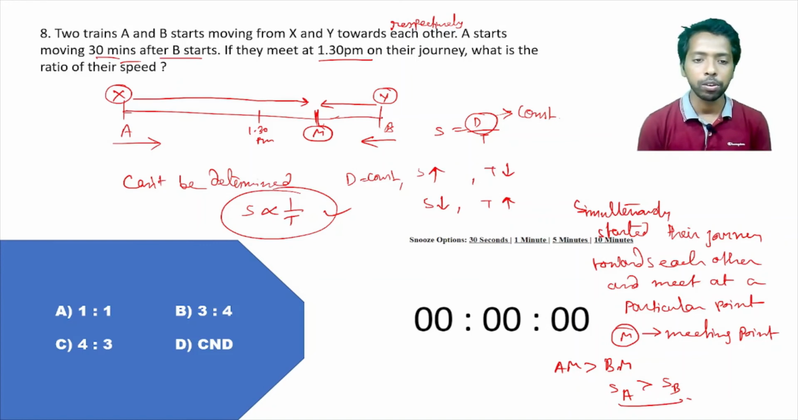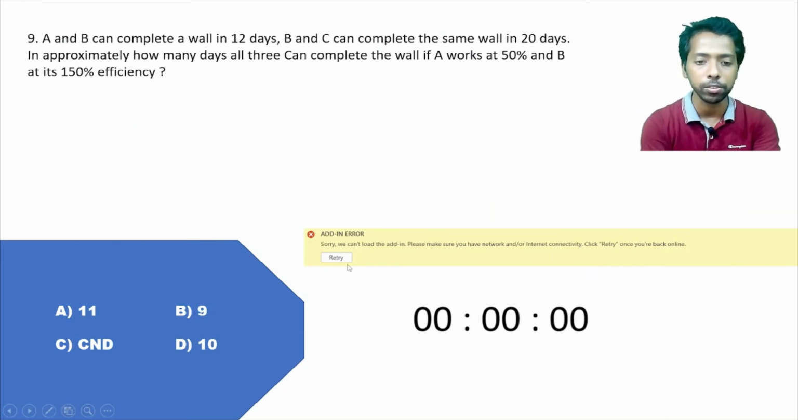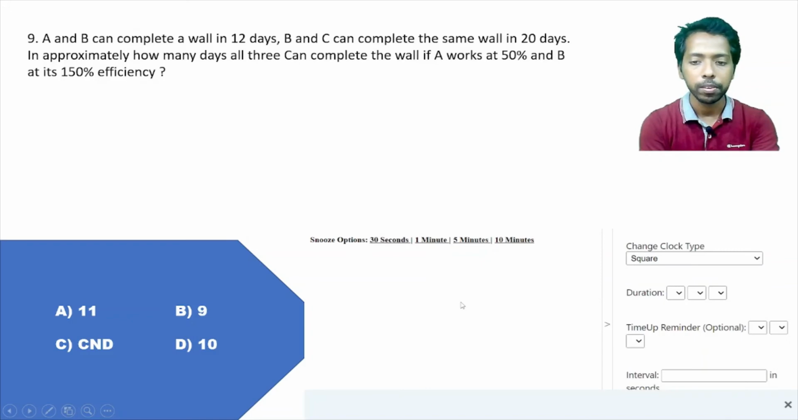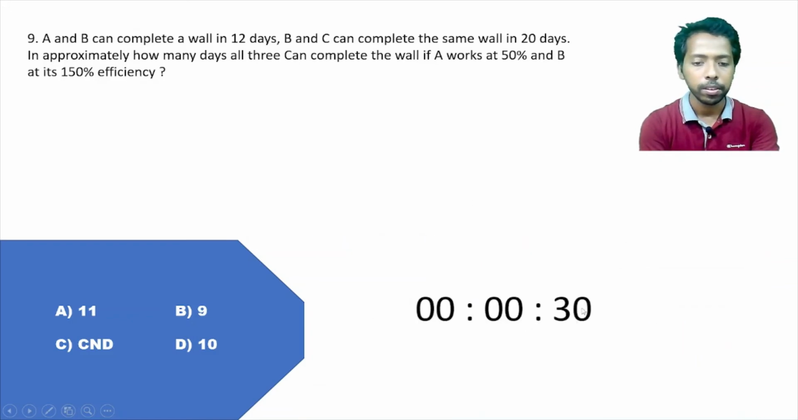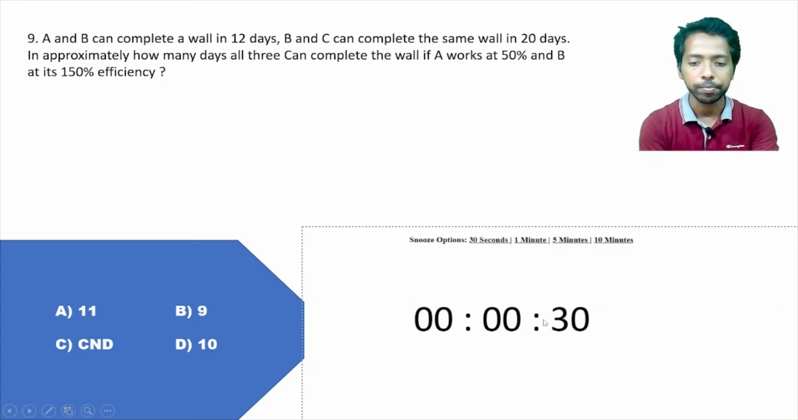Okay, so that is all. I hope this is enough to discuss here. I hope you understood. And here's the answer: cannot be determined. We have already discussed it, right? Okay. Now moving to the next one. And here's the next question. Okay. Here it is. And here's the timer. Right. Go for it.